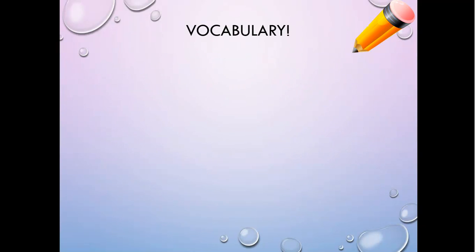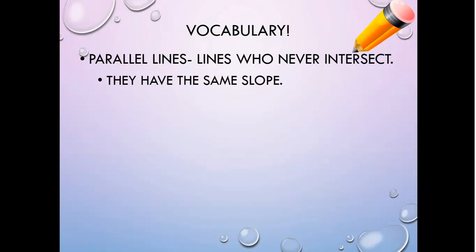Some vocabulary first of all. So very first thing we're going to talk about is parallel lines. Parallel lines are lines who never intersect, so if you draw two lines, they're just basically parallel to one another. They're going to have the same slope, so if I have two lines that are parallel to one another, I know their slope is going to be the same.